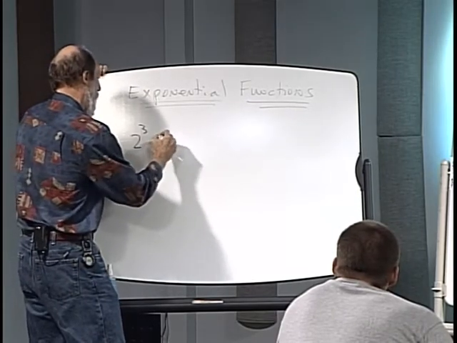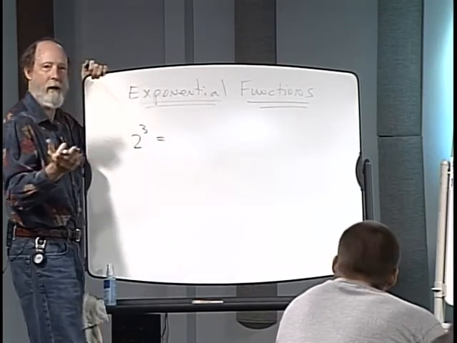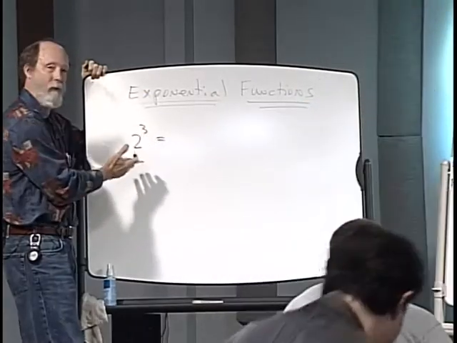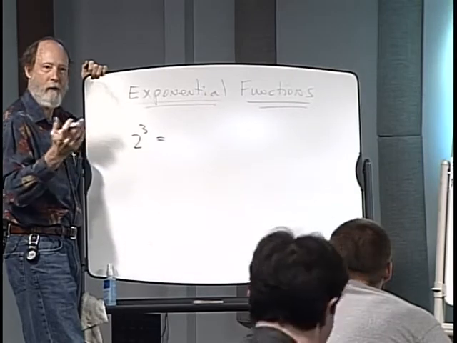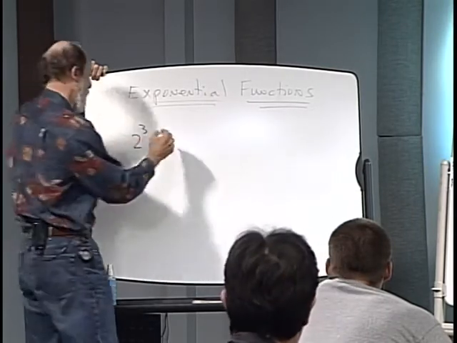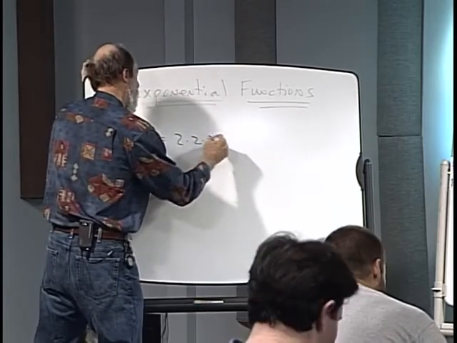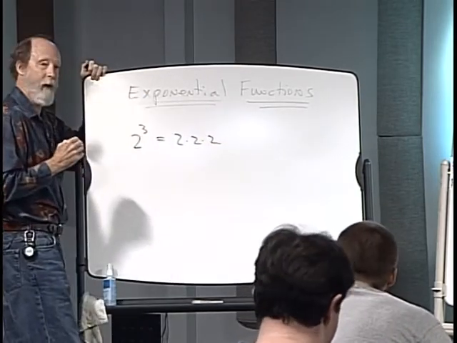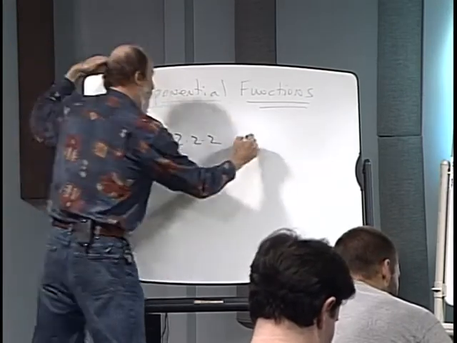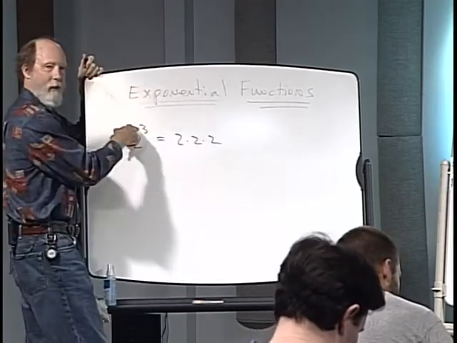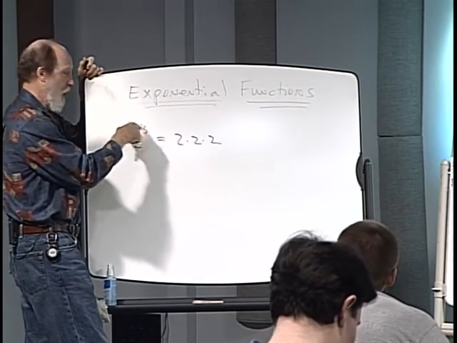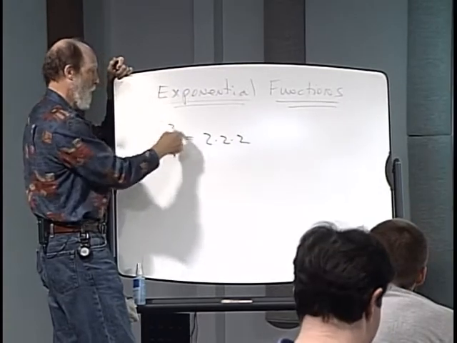2 to the 3 power, what does that mean? If you were trying to help somebody in beginning algebra and they didn't understand what 2 to the 3 power meant, how would you explain that to them? 2 times 2 times 2. It's repeated multiplication. 2 times 2 times 2. Okay? Now, compare that. So keep in mind, exponentiation can be thought of, if you have a whole number exponent, as repeated multiplication. This is nothing more than shorthand.